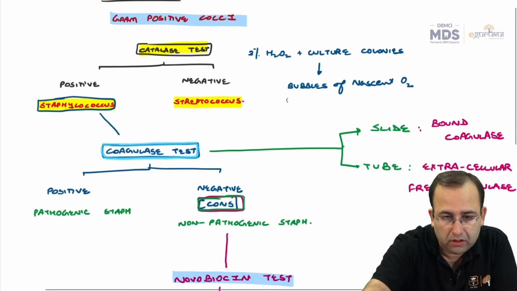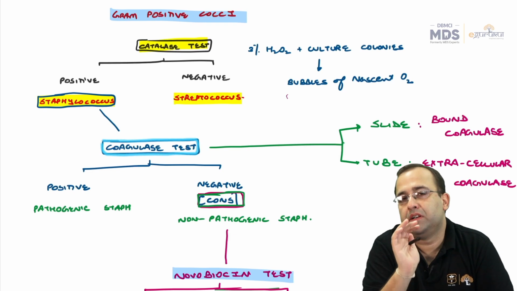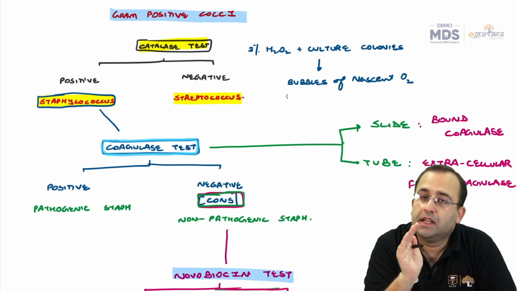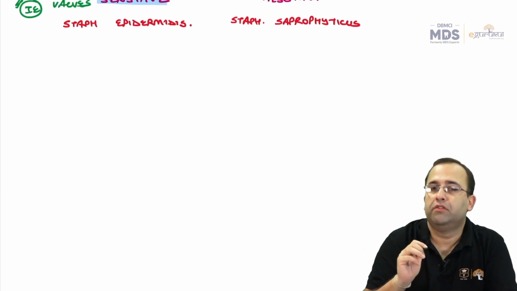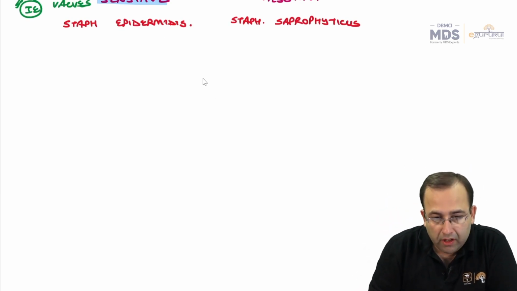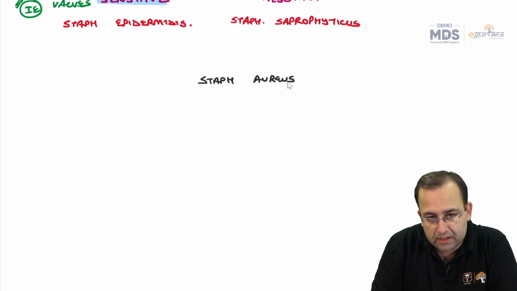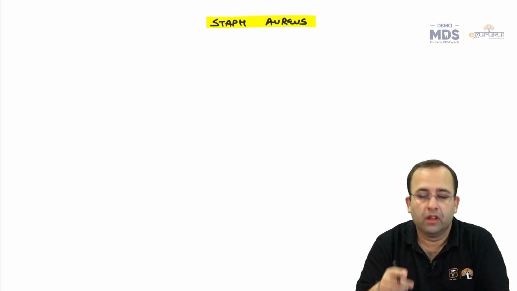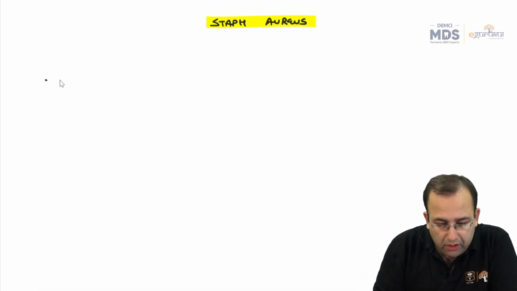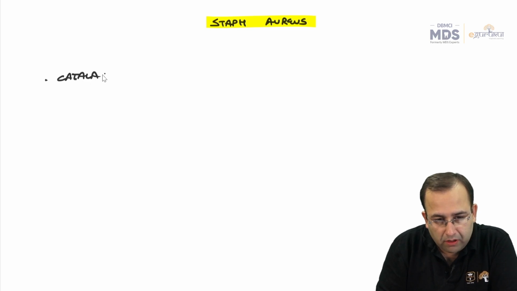So this is the master table of gram-positive Staphylococcus. Let us start with our first main pathogenic staph, that is Staph aureus. So this starts us with our main topic in Staphylococcus, Staph aureus. You already know it is a gram-positive cocci, which is catalase positive, coagulase positive.